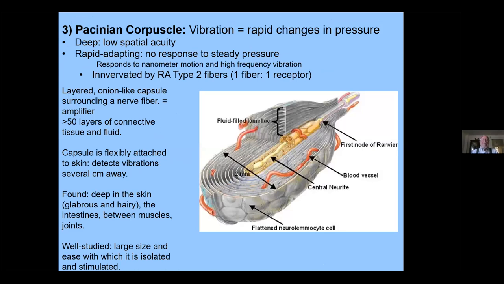Then what we have is the Pacinian corpuscle. And now, whereas with a Meissner's corpuscle, where there's movement, and a movement might be highly specific, so you know that you move one little thing, not the whole hand or things like that. The Pacinian corpuscle, again, is a passive system. It is picking up rapid changes in pressure. And again, you're moving from what? No response to steady pressure. And what you have is it's rapidly adapting. You all of a sudden recognize that there is a change, a vibration type of thing. And it's found much deeper in the skin, glabrous and hairy, in the intestines, in whatever. So what do you end up doing?